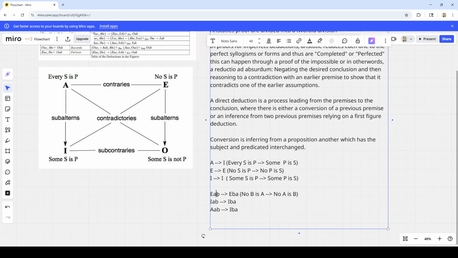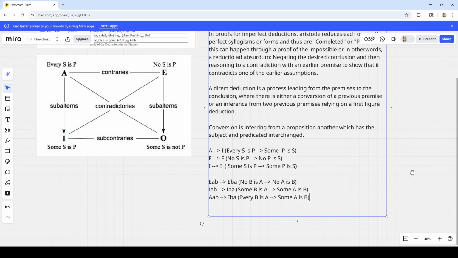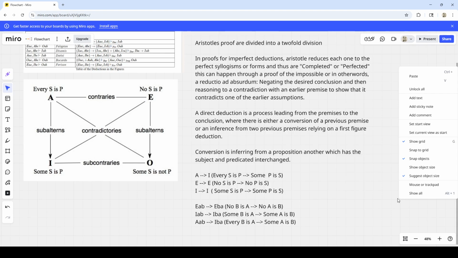So no B is A. EAB is no B is A, right? And here, some B is A converts logically to some A is B. And here AAB, where every B is A, converts logically to some A is B. And so this is what the notation will look like in the Stanford table. These are really the three conversions you must know in order to even prove, if that makes sense.